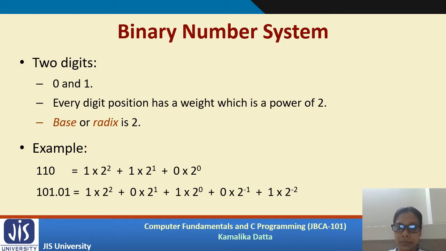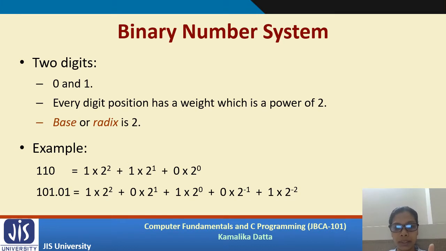In the binary number system, the base is 2. There are only two digits, 0 and 1, and every digit position has a weight which is a power of 2. In the decimal system the base was 10; here it is 2. So how do you represent 110? Here the radix is 2, and we start from 0, 1, 2 and so on.